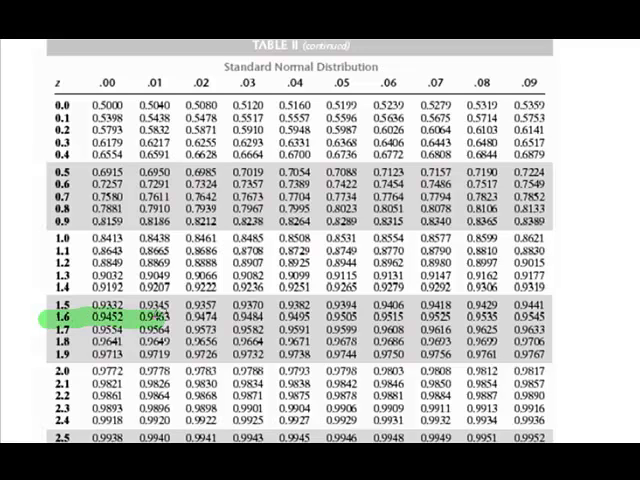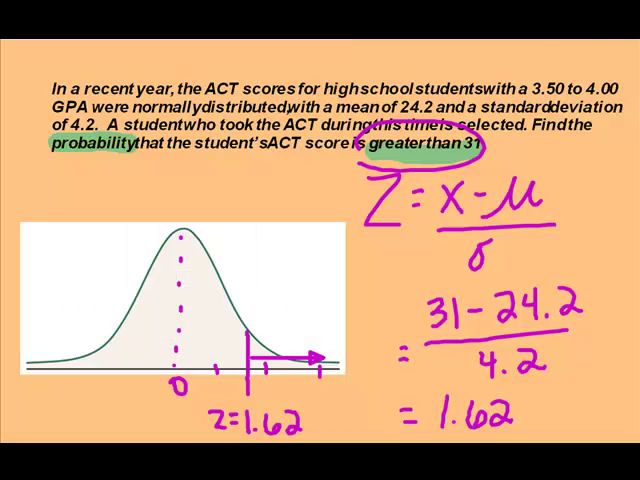1.62, .9474. Again, remember, 0.9474 is this portion of the curve over here, not necessarily the portion that I want. I'll have to subtract from 1 to get the portion that I want.